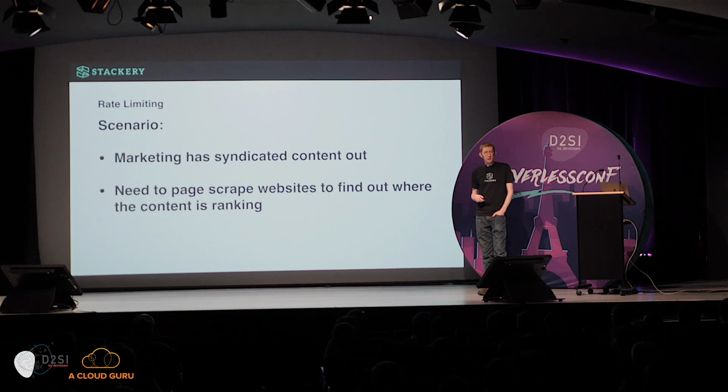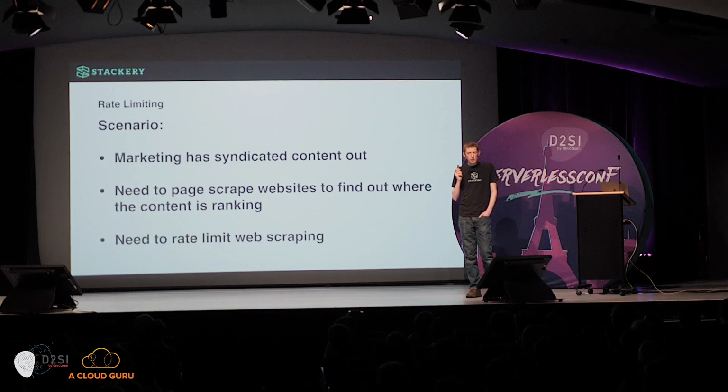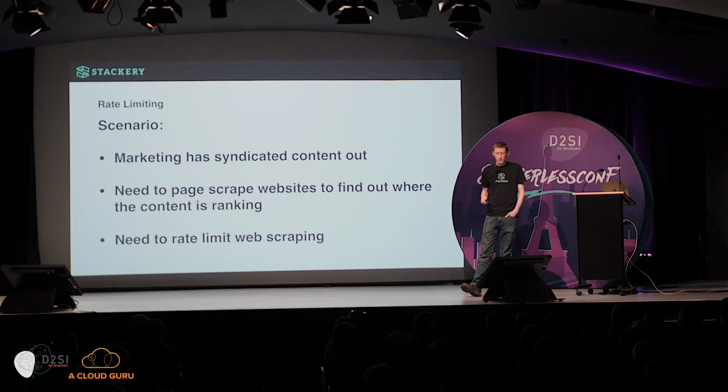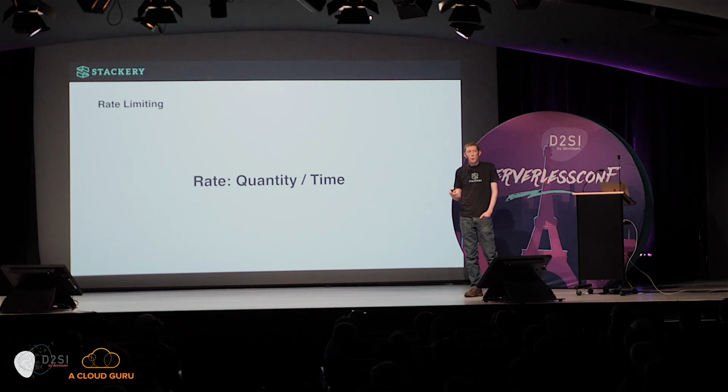So they come to the engineering team, and they say, can you please go out, scrape the pages for all our partners, and find out where our content is ranking? And you say, yeah, sure, we can do that, but we're going to make sure that we're good net citizens. We're going to add some rate limiting so that we're not harming our partners. So what does it mean to have a rate? I mean, at a simplest example, we're talking about a quantity of something over a unit of time. In this case, page requests per time.